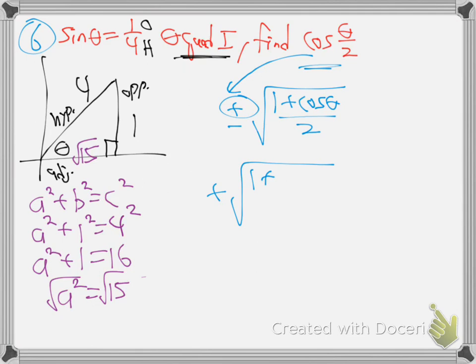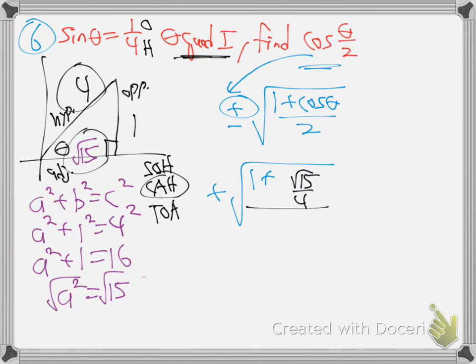Now, what's the cosine of theta? Well, over here, SOHCAHTOA, right? Cosine is adjacent over hypotenuse. Adjacent over hypotenuse. Root 15 over 4, all over the 2. We good to there?